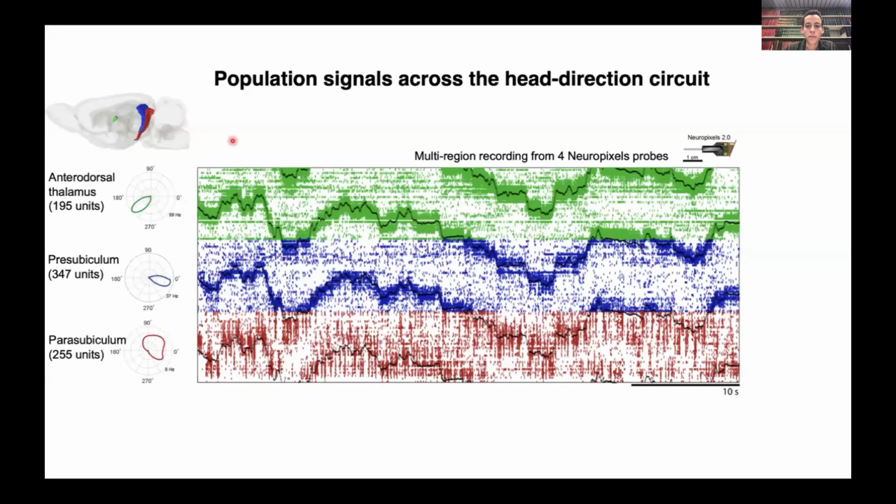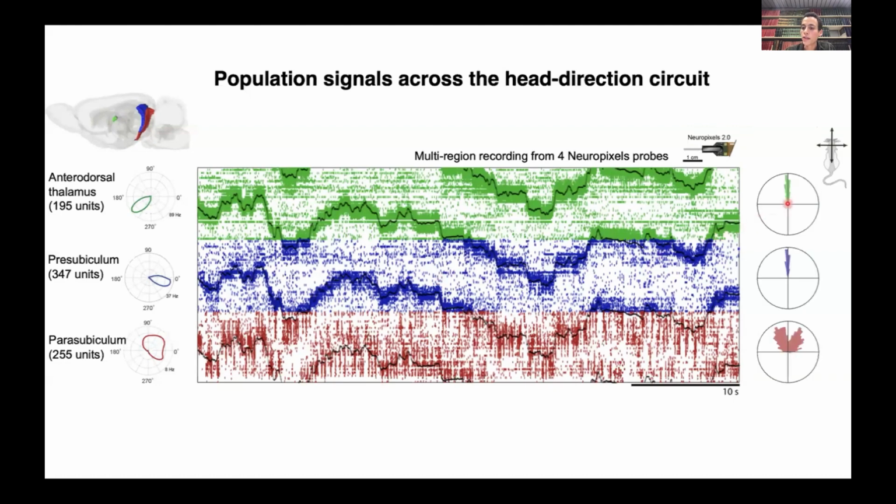And by recording from each of these areas simultaneously with the multiple chronically implanted Neuropixels probes, we can first just, by eye, in these sorted raster plots, see how these population signals evolve in each of the 3 regions. And what we can also do is to apply this same decoding approach.